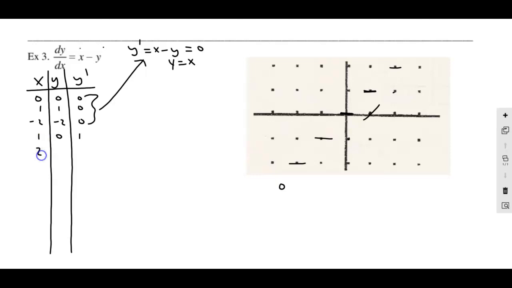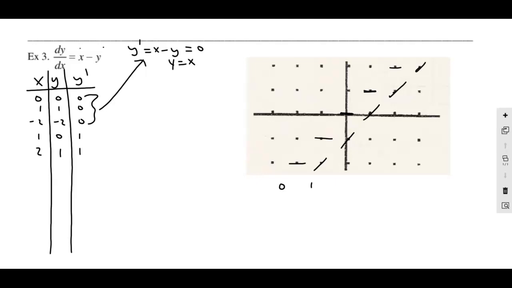Let's do the second one I did, which is 2, 1. 2 minus 1 would be 1, right? So that point is going to have a slope of 1 also. This one will also, as will this, as will this. All the points on that diagonal will end up having a slope of 1. If you don't believe me, just check it. Just always plug the coordinates into the slope field and compute them.